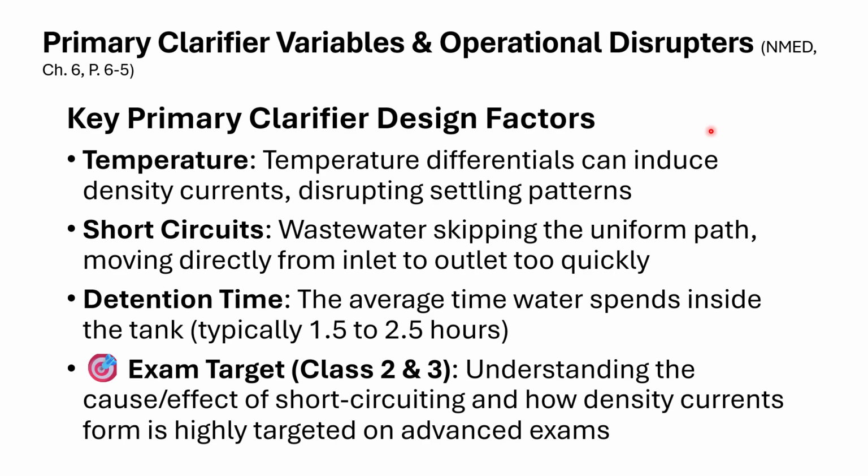Okay. You can also have what's called short circuiting. Short circuiting is basically wastewater skipping the intended uniform path and going from the inlet of the clarifier to the outlet too quickly. So the wastewater doesn't have time to allow the heavier inorganics and organics to settle out and let the lighter organics float to the top. Short circuiting is something you should know for all 4 levels of the exam, and you should be able to discuss it as a matter of course as a wastewater or water professional. Okay.